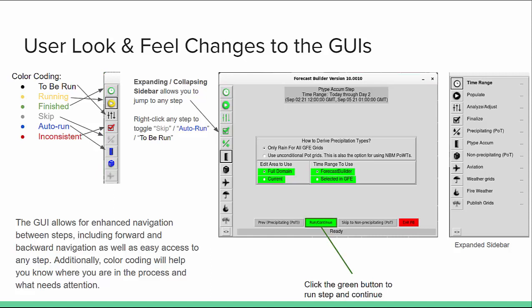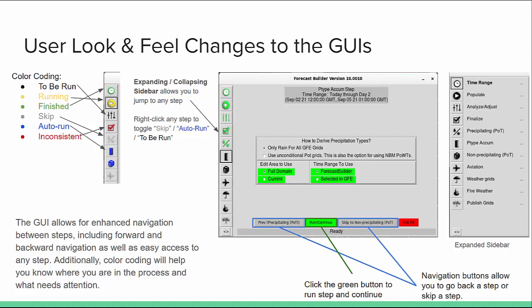Additionally, here at the bottom of the GUI, you have your Run Continue button, which in this case shows green, and that's saying, hey, that's the next one that you need to run. There are also navigation buttons here to bring you to the previous step or go to the next step. And then, of course, the exit ForecastBuilder, which has been there for a while.